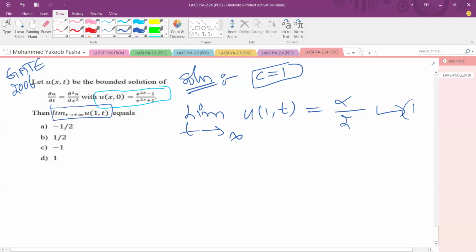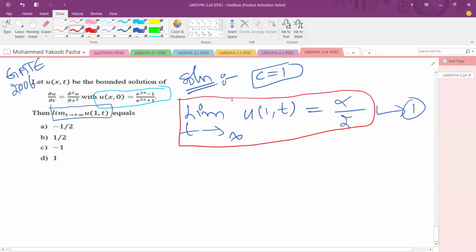Let it be some equation number 1. This is the formula. Limit t tends to infinity, plus infinity or minus infinity, whatever the value, u of 1 comma t is equal to alpha by 2, where alpha is equal to the supremum of u of x comma 0 in the domain of x. That means we can find the u of x comma 0.